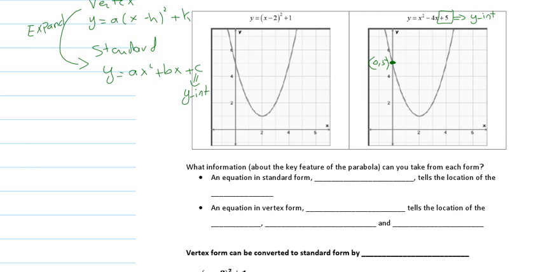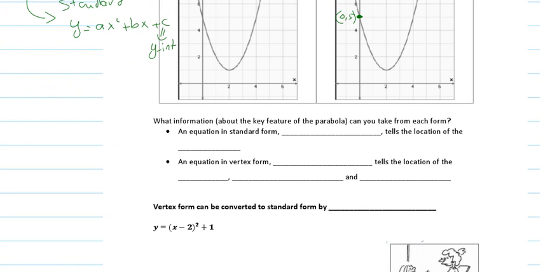So what information about the key features of the parabola can you take from each form? An equation in standard form, which I've already told you is y equals ax squared plus bx plus c, tells the location of the y-intercept. An equation in the vertex form, which is y equals a(x minus h) squared plus k, tells the location of the vertex. And then the vertex is made of h and k. What's the h an indication of? What's the k?